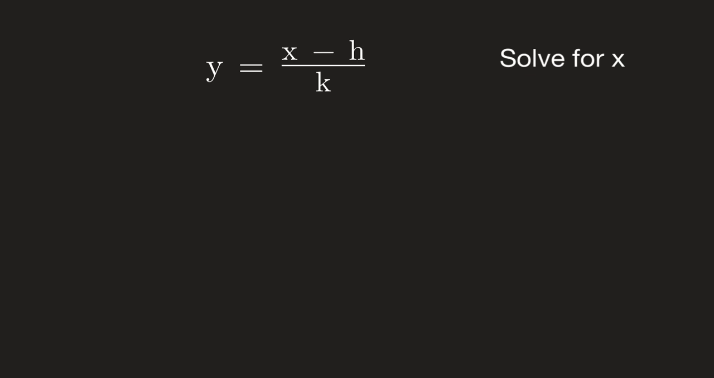Okay? How do we undo division? Multiplication. So watch this. We're going to multiply both sides by k. I want to get rid of that denominator. Okay? All that on the top there is being divided by k. So let's multiply by k. And now those k's on the right disappear. And you are simply left with x minus h.